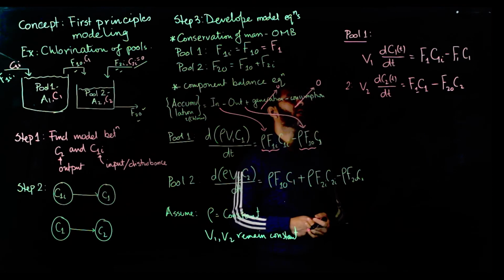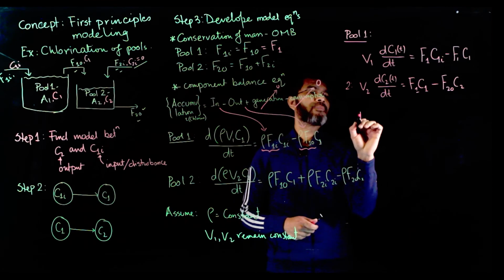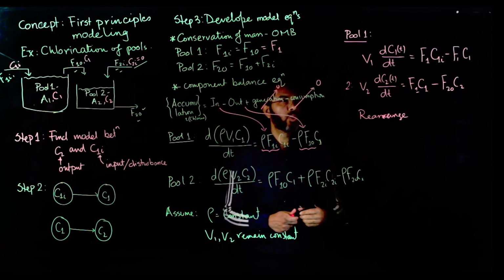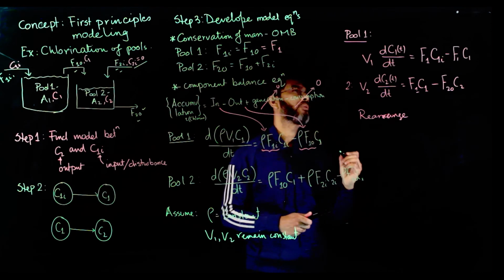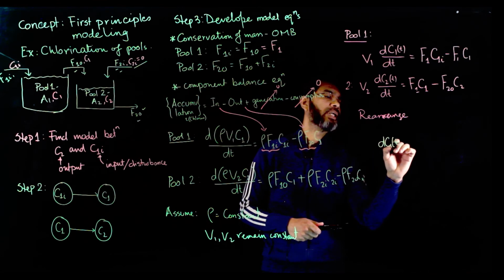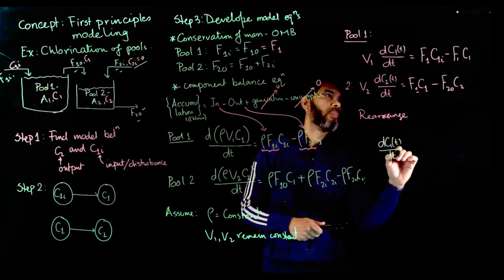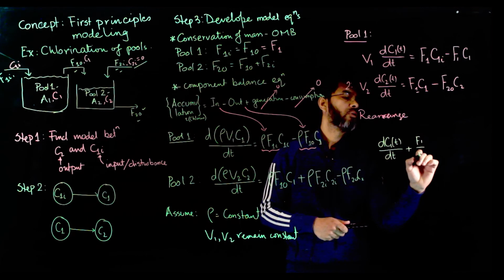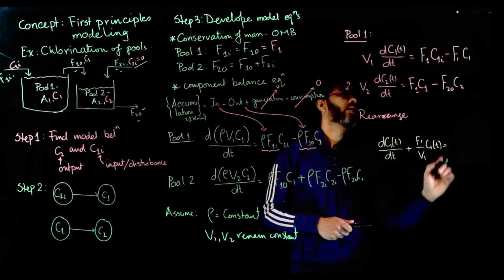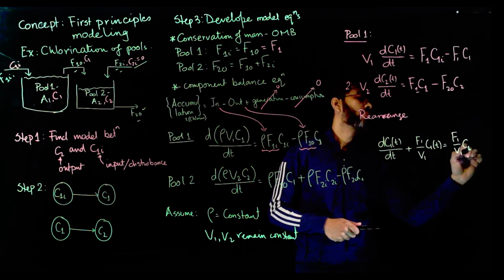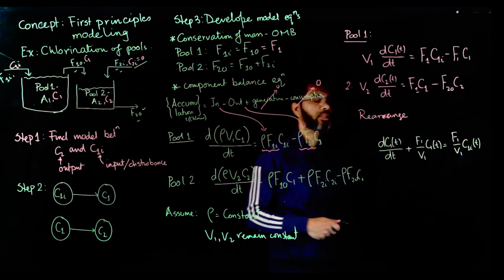So you can just rearrange this equation. After some rearrangement, for these two pools we can write in a standard form. We write it as dC1 dt plus F1 over V1 C1t equals F1 over V1 C1I, this is a function of time.